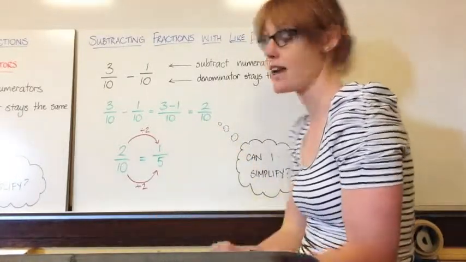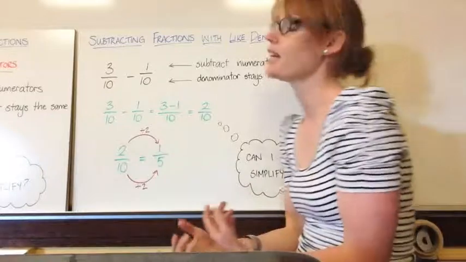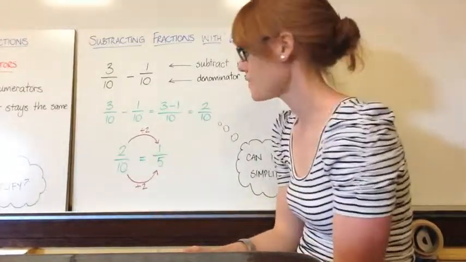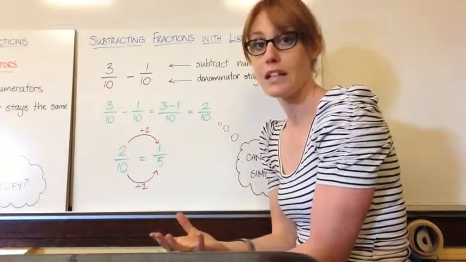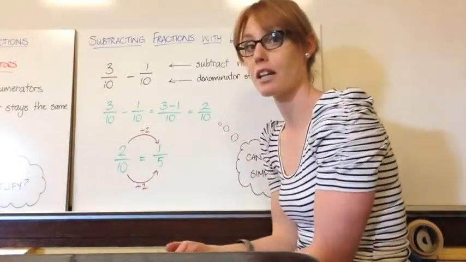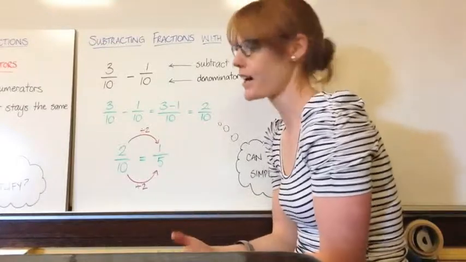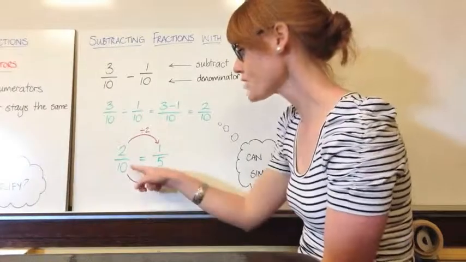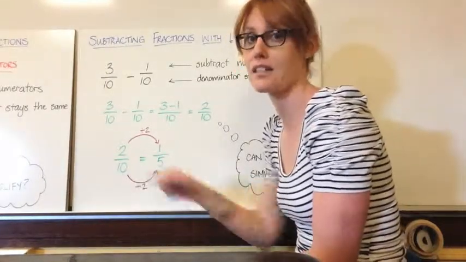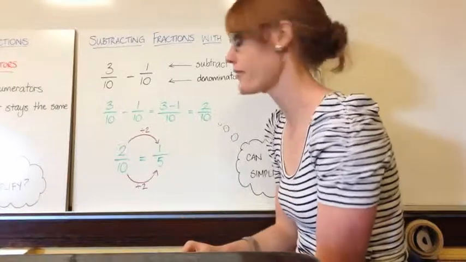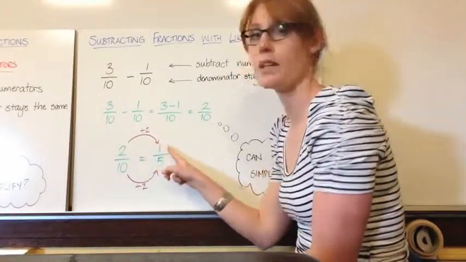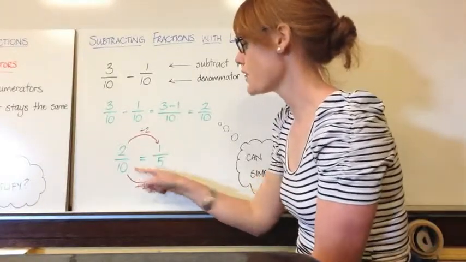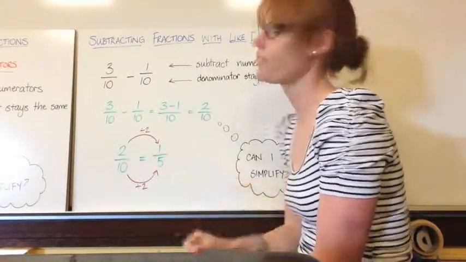Again, that question should arise, can I simplify? And if I can, I'm looking for the greatest common factor of the numerator and denominator. 2 and 10 are both even, and so I can easily recognize that 2 is a common factor. And after a bit of looking, I can see that 2 is the greatest common factor. So I'm going to divide the numerator and the denominator by 2, their greatest common factor. 2 divided by 2 is 1, and 10 divided by 2 is 5. So 2/10 can be simplified to 1/5.